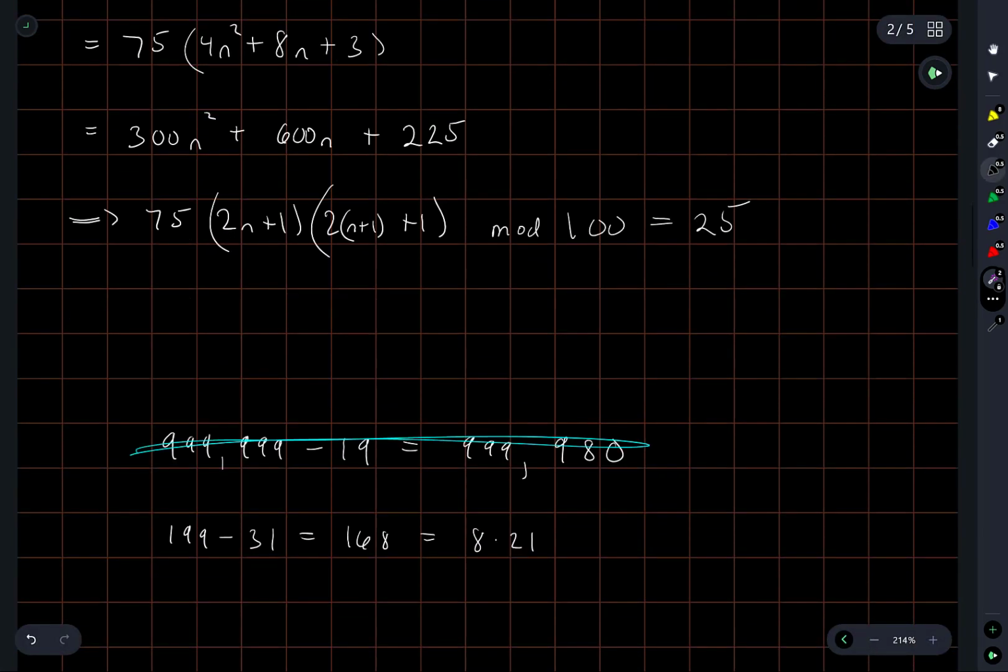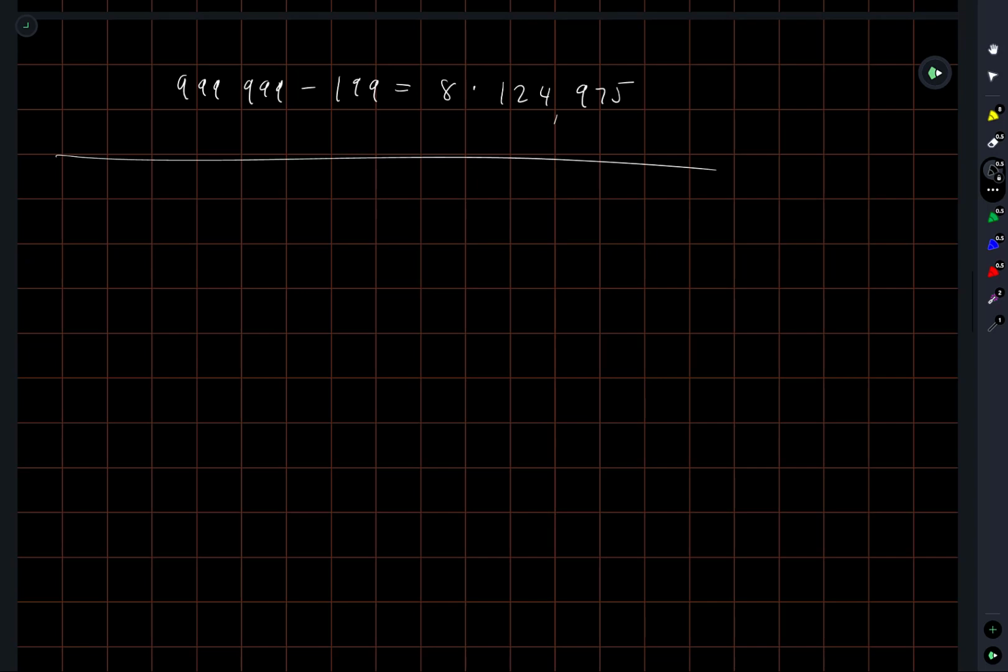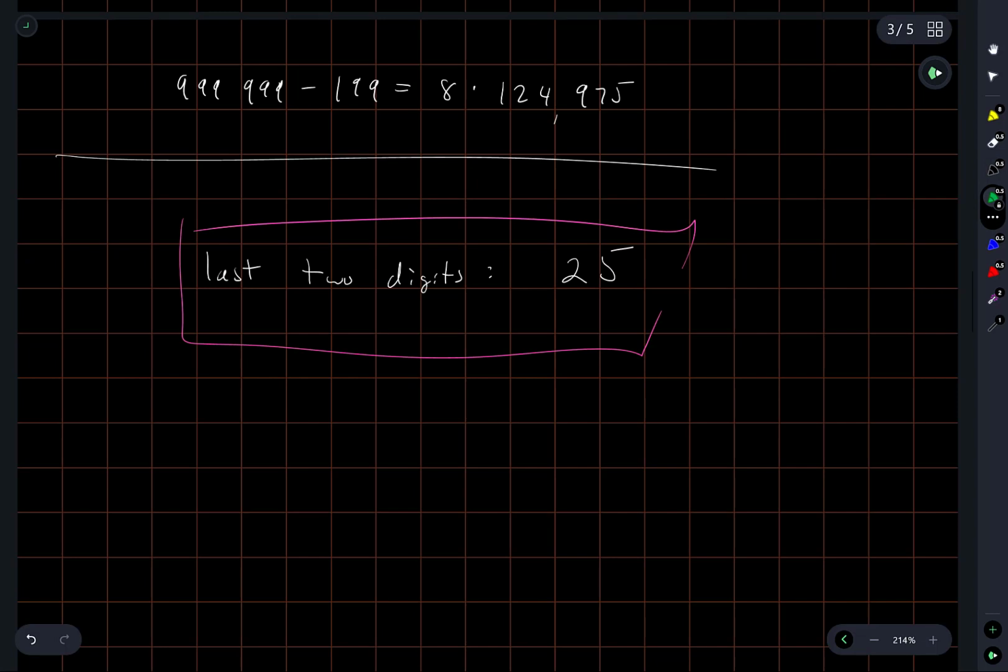Yeah. A little bit of a sloppy ending here, but recognizing the pattern and proving that that pattern continues was really the key to this one.